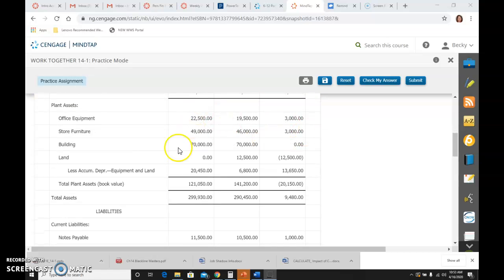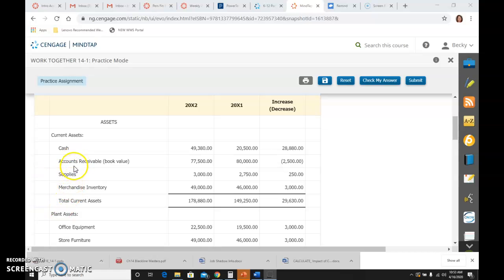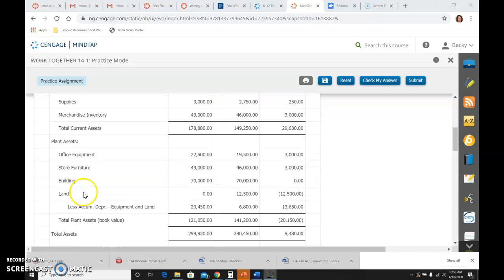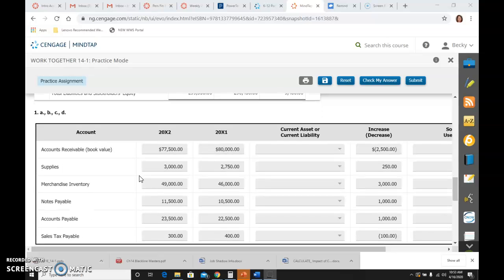So there's the comparative balance sheet it gave you, and you know that we are going to be looking at the change in the current assets, so these three, and the change in current liabilities, these three. So if you go down here, these are the three current assets and the three current liabilities. I've already put the amounts in there as well as the increase or decrease, because I'm assuming we can all do that. This is the most current year. The prior year, $77,500 minus $80,000 is a negative $2,500.